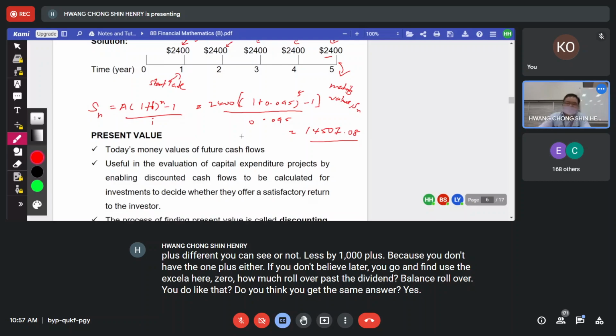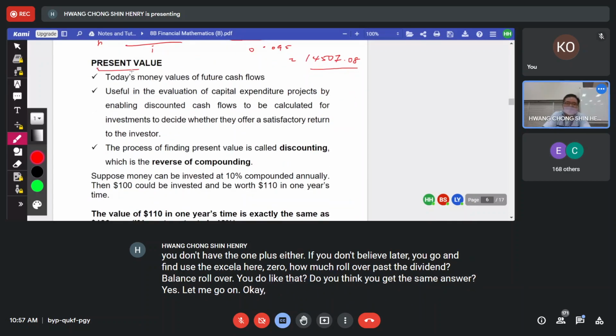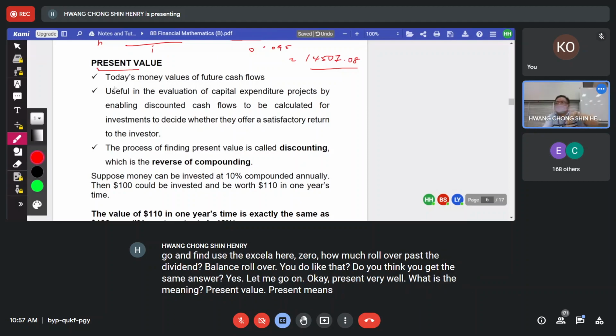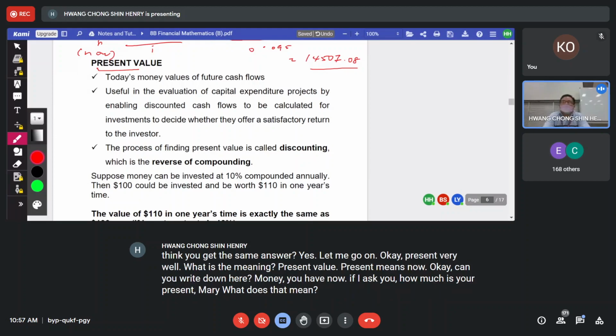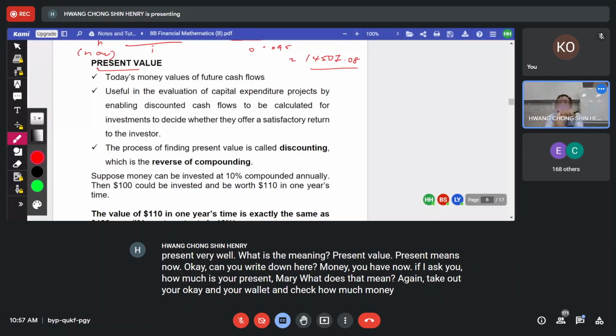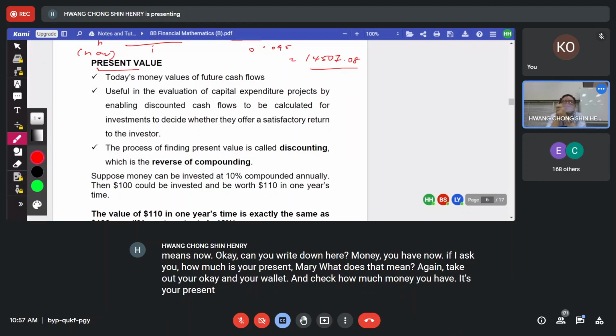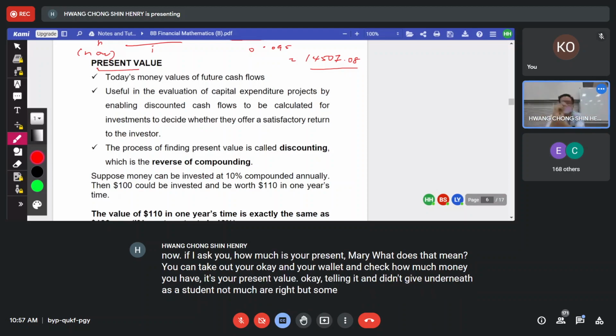Can we go on? Okay, present value. What is the meaning of present value? Present means now. Okay, can you write down here? The money you have now. If I ask you how much is your present value, what does that mean? You go and take out your pocket, your wallet, and check how much money you have. That is your present value. Okay, your 10 ringgit, 20 ringgit, 50 ringgit, 100 ringgit. As a student, not much, right? But some carry a lot also, be careful.